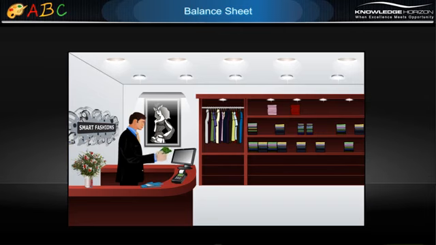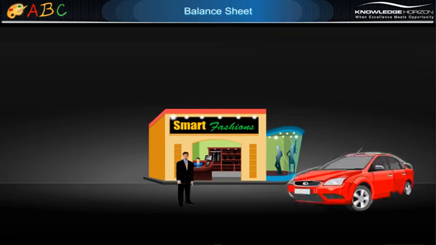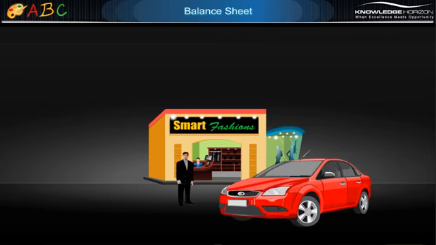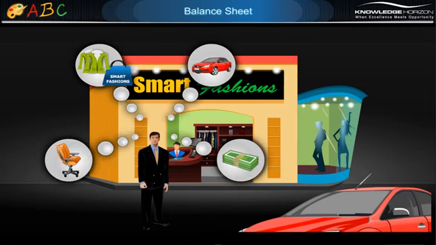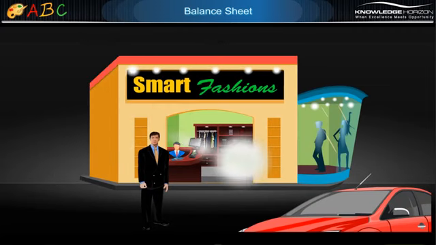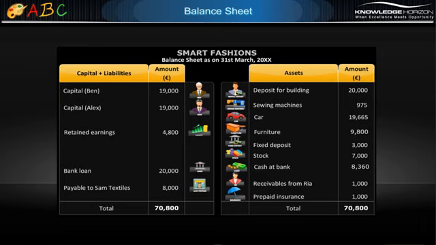With the sales being up, Ted feels the need for a company car to help the business, so he buys one. It is 3 months from the time the business started. Ted needs to know where the business stands, and he finds all his answers in the balance sheet. Ted will share with you the balance sheet of Smart Fashions so that the concept becomes clear to you.